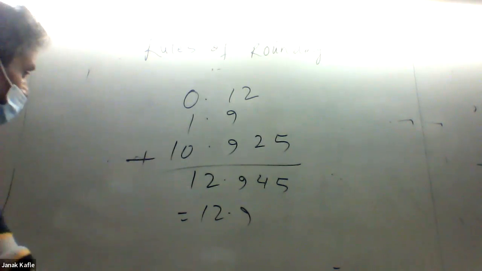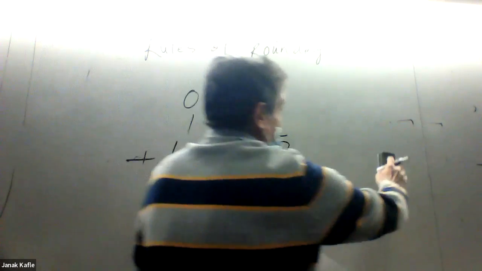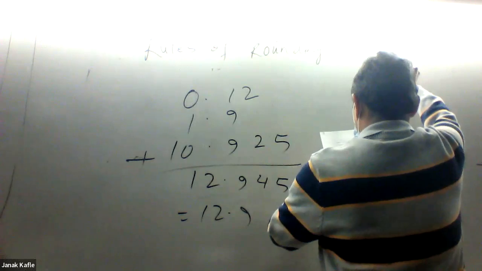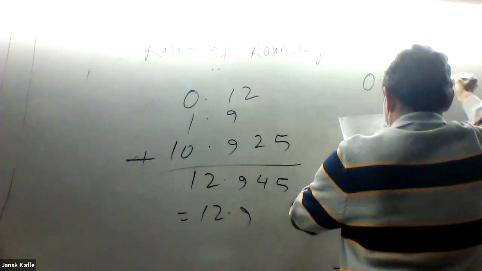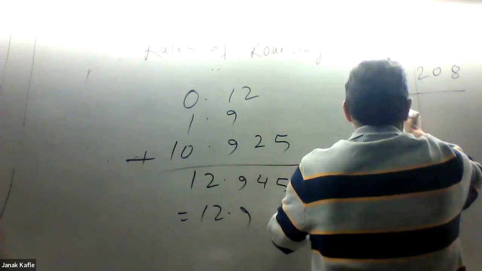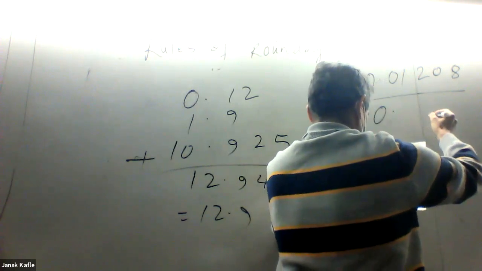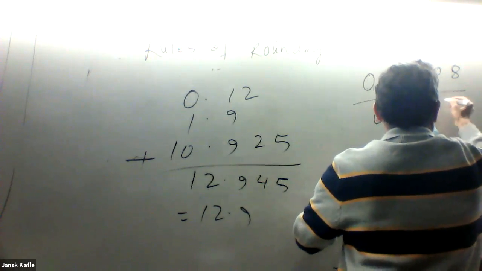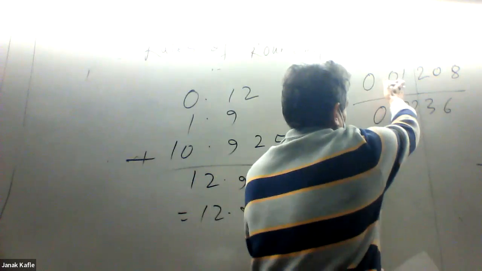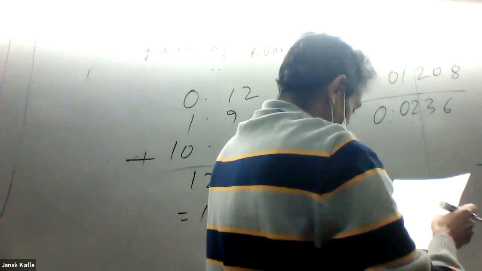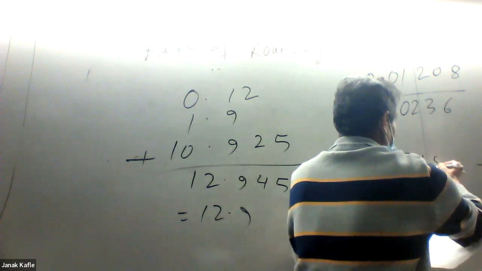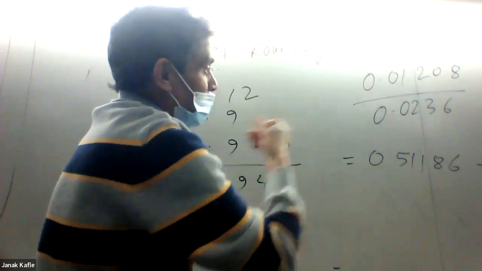So there is another question here, and that question is division. So they are doing 0.01208 divided by 0.0236. You just plug these numbers in the calculator. So you divide this number by this number, and the calculator will give you 0.51186 like this, or maybe many digits there.